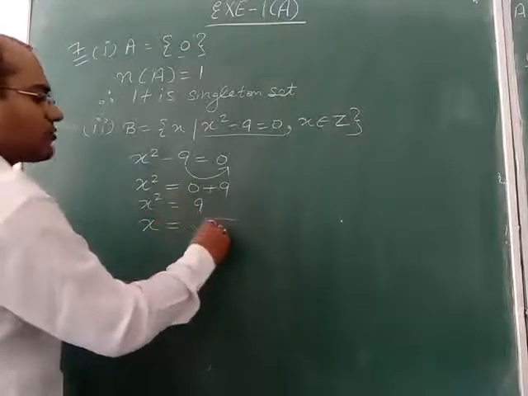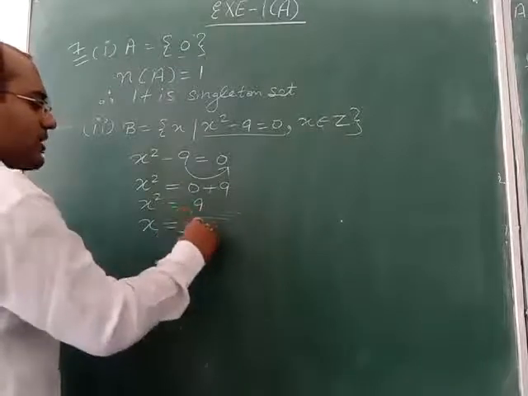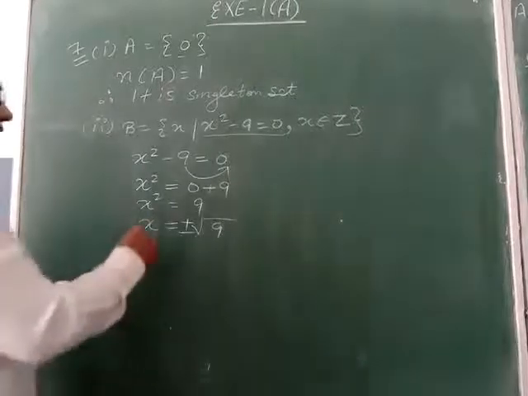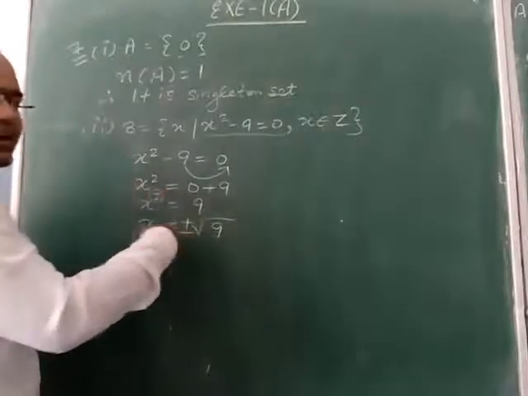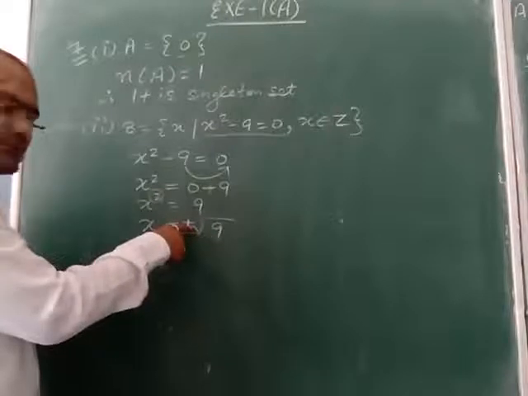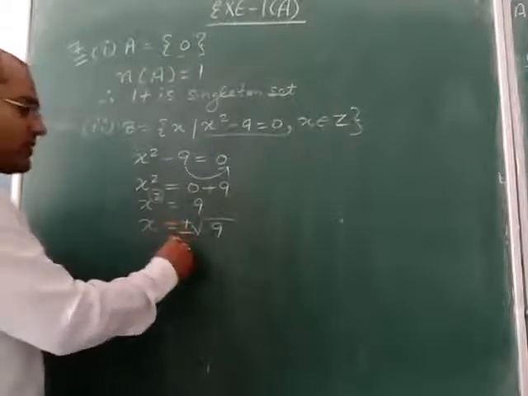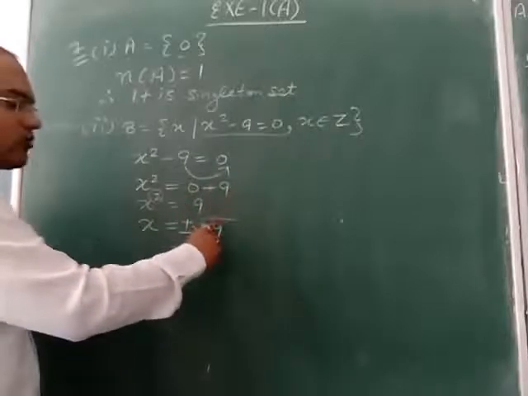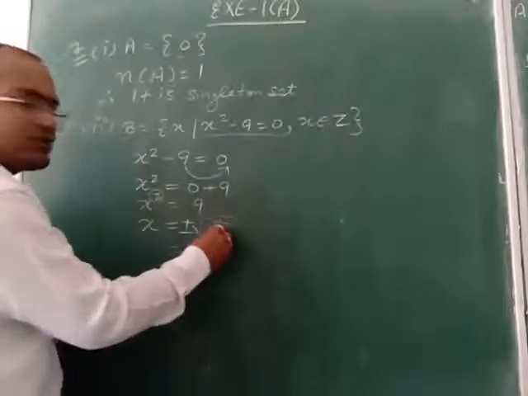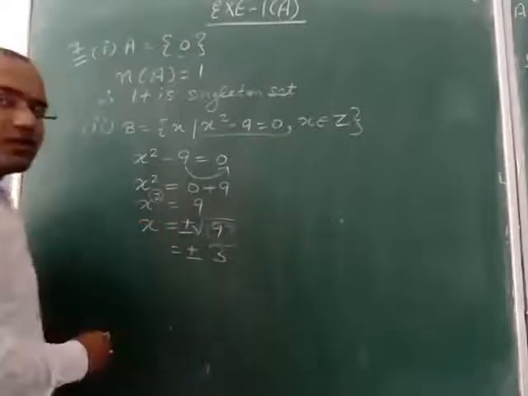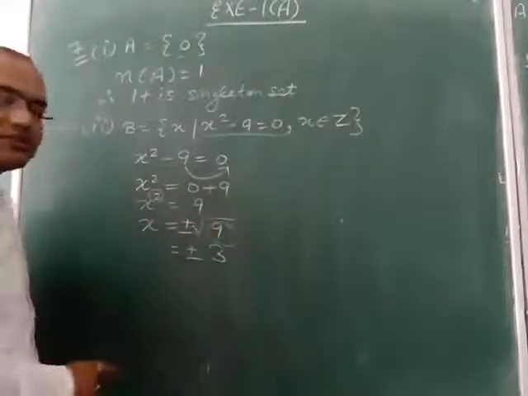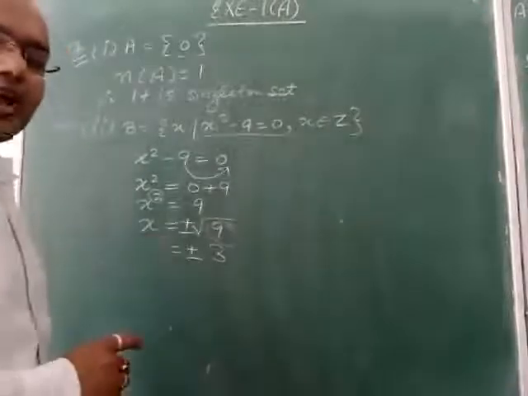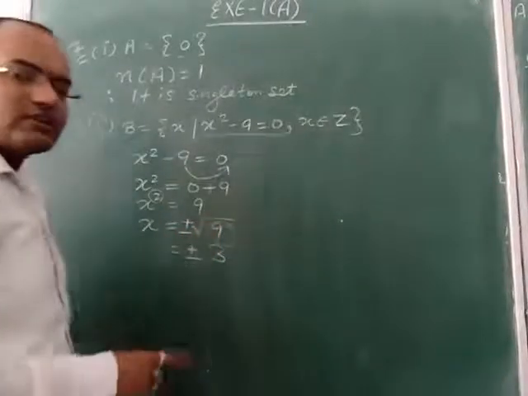When we remove the square, we have to take the plus minus square root sign, and inside the square root we take 9. Both the signs you have to take: plus minus square root 9. When we solve it, the answer will be 3. Square root of 9 is 3. Why? Because 3 multiplied by 3 is equal to 9.